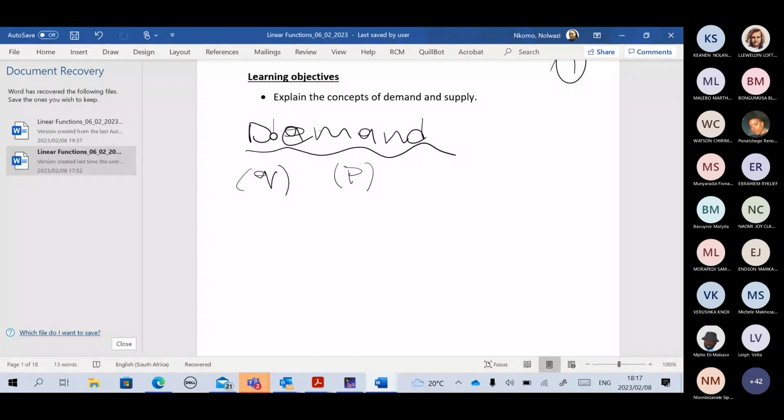Then we have a negative relation between the price and the quantity demanded. Consumers will buy less of a product if its price increases, while they will buy more of a product at a lower price.